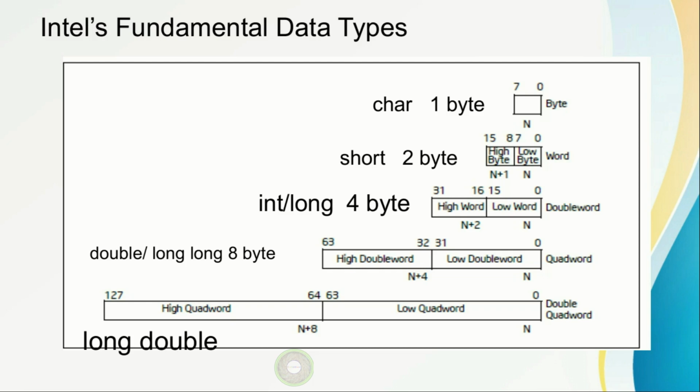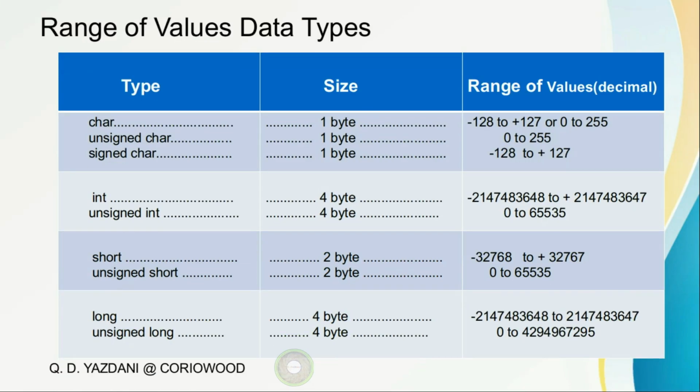So if you see byte in Intel, or word, or double word, or quad word, or double quad word, don't get confused, because in C++, on my left, I put it in C++. That's how we call it, and that's what it means. All right, so the range of values of data types. What's the range? We discussed type and the size and the range of values in decimal.